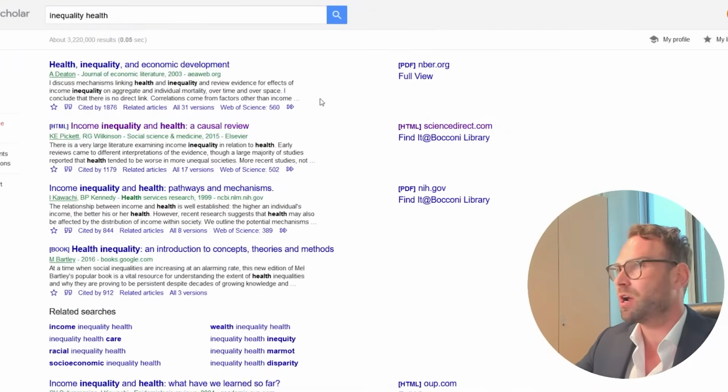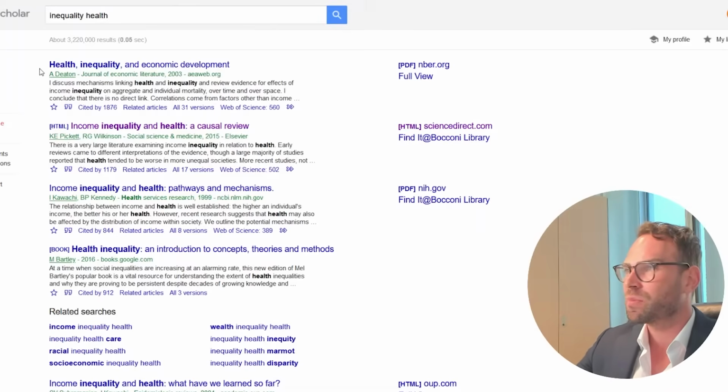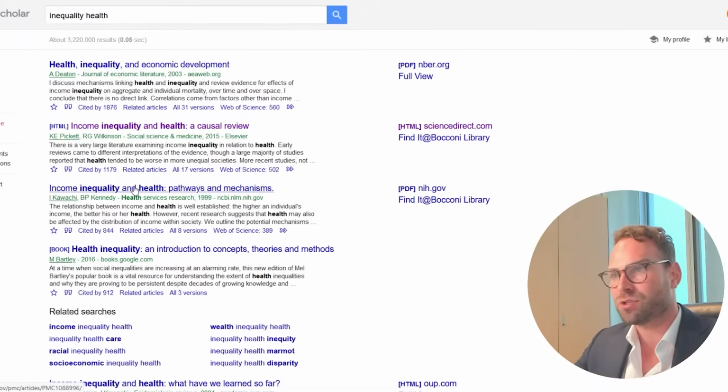So I've just popped in here inequality and health to have a quick look. And what you can see here is a series of the top cited papers. They could be recent, they could be less recent, but you can always filter it here on this left sidebar. And this is going to be a starting point. I'm assuming that you know very little about your topic to begin with. And so what you're going to want to do is download these papers. You can click on the PDF links here. If you can't find it, you can sometimes click on the all 31 versions, as in this example. Go and find a PDF.